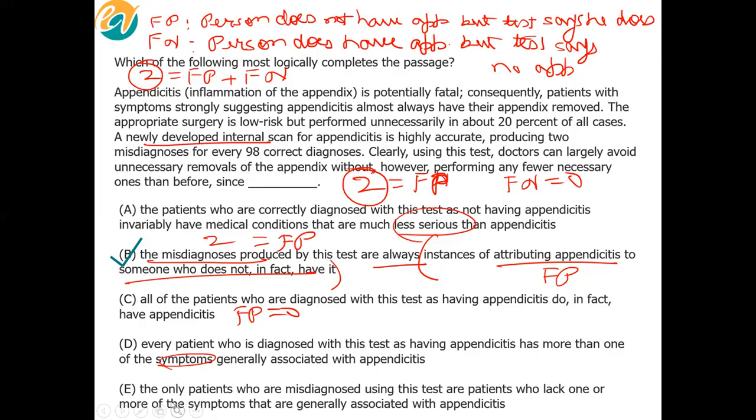But what does seriousness have to do with this? Okay, sir, but it is telling that he doesn't have appendicitis. Now, invariably he doesn't have appendicitis means false negative is 0. No, this is saying only for those patients who are correctly diagnosed. But what about patients who are incorrectly diagnosed? Sir, if "correctly" is removed, then we can consider this option.